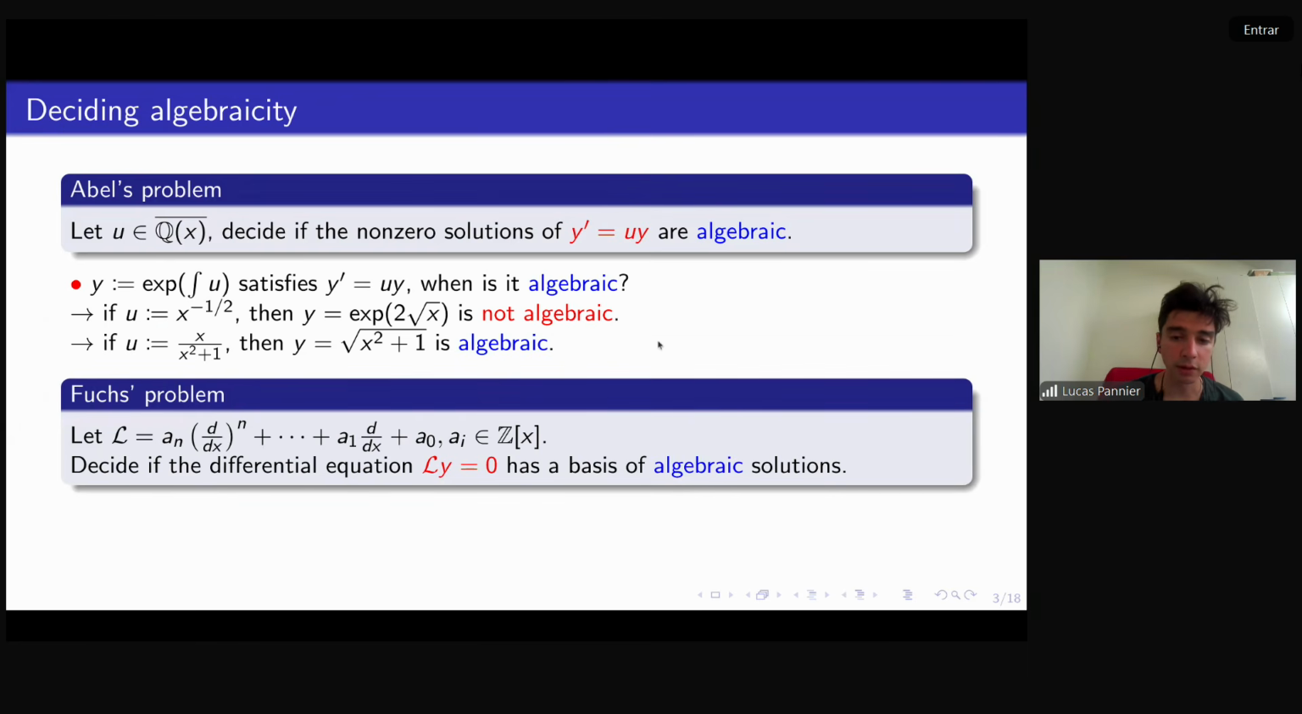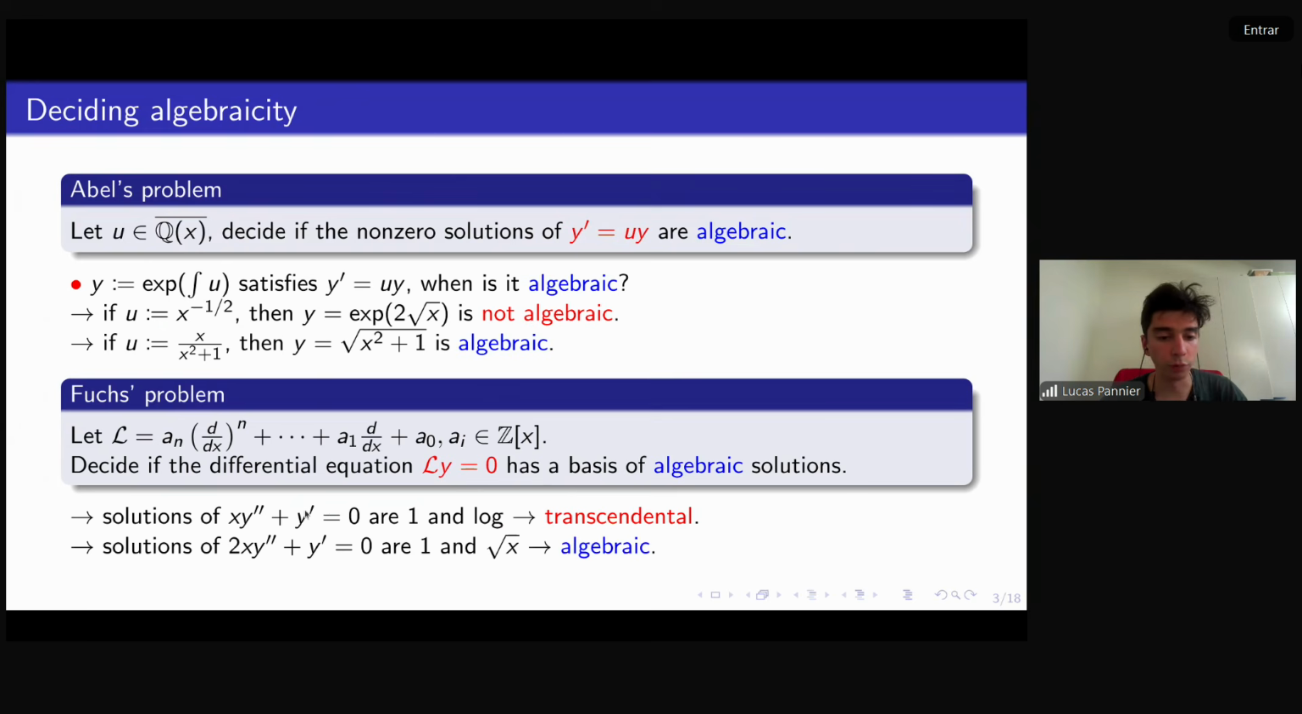And Fuchs actually stated a more general problem: for an nth order linear differential equation, can we decide if all solutions of L y = 0 are algebraic? So for order 2 differential equations, for instance, this first equation has a transcendental solution, which is a logarithm, whereas this second differential equation has only algebraic solutions over Q(x).